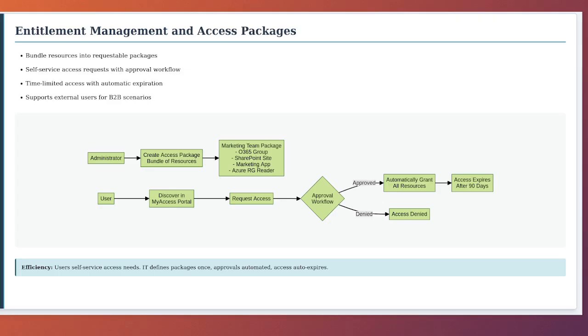An administrator creates access packages defining what resources they contain and who can request them. Users discover available access packages through the My Access portal, where they can see packages they're eligible to request. When a user requests a package, the request goes through an approval workflow with designated approvers.